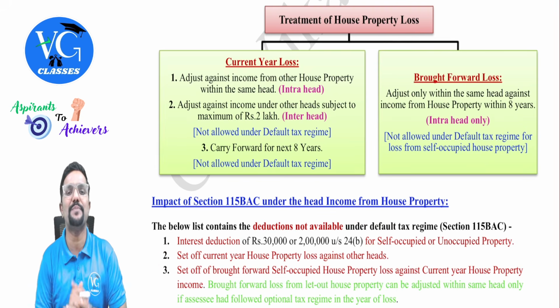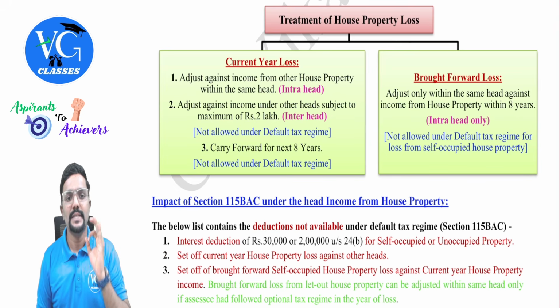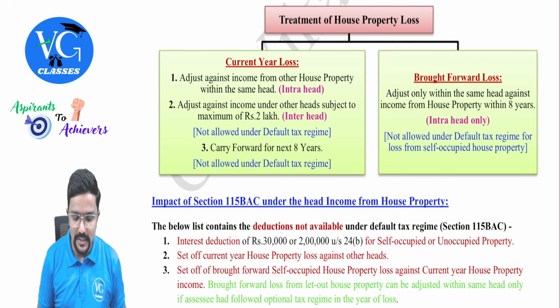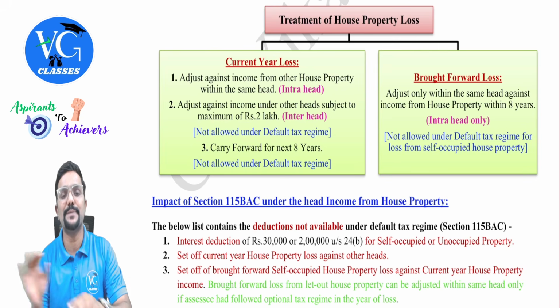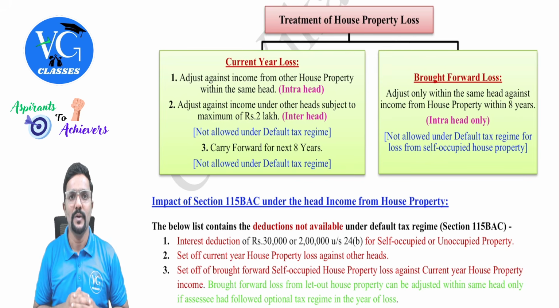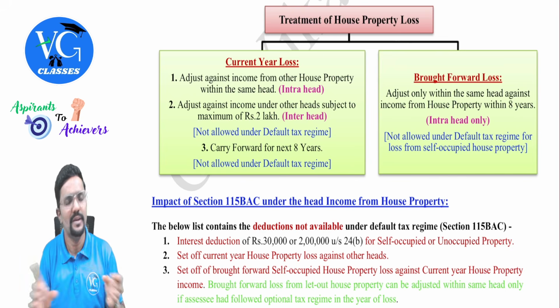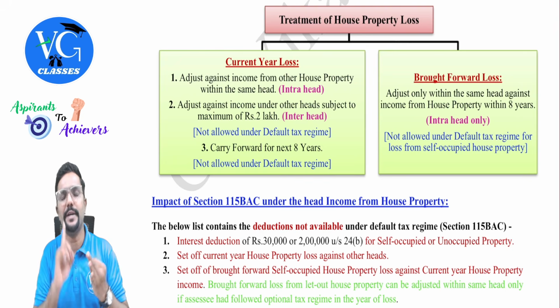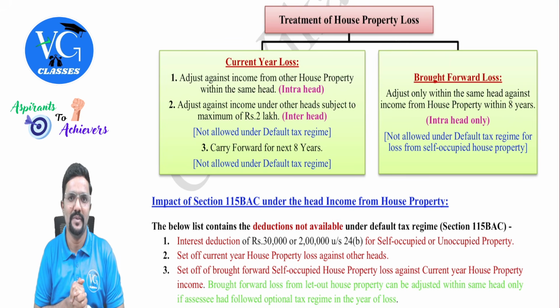Then coming to the second and third point. The second and third point are with respect to loss treatment, guys. Let us see it. Second one: set off of current year house property loss against other heads of income. That is, inter-head adjustment is not allowed. So maximum, if the assessee is following the default tax regime and has a loss from house property in the current year, let it be any property, self-occupied, let out or deemed to be let out, he can adjust it only within the same head.